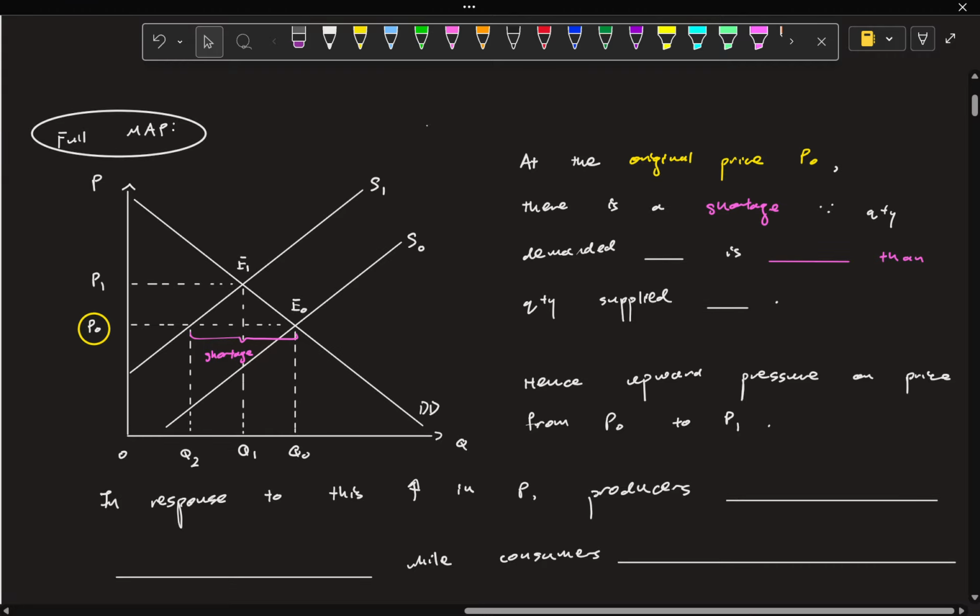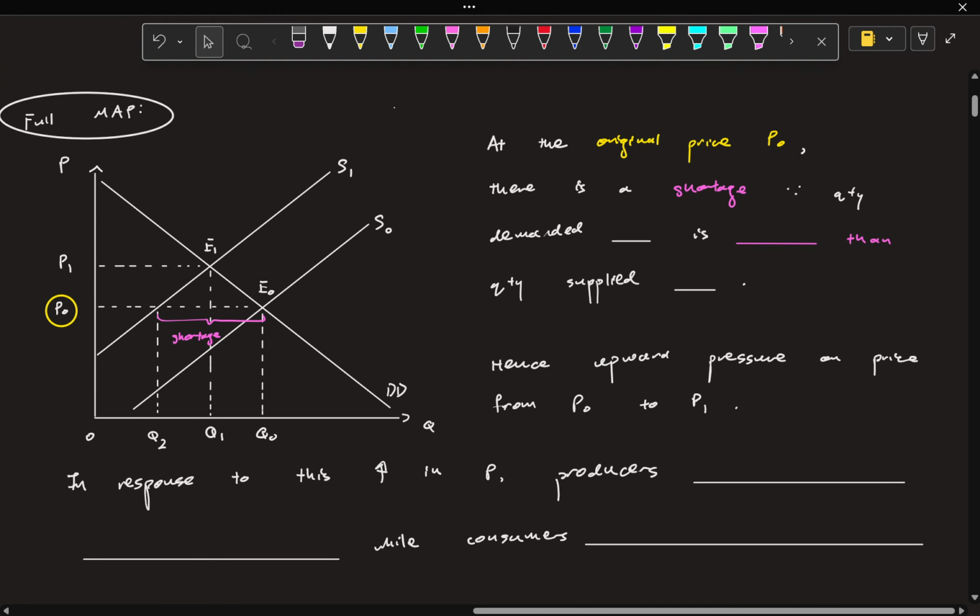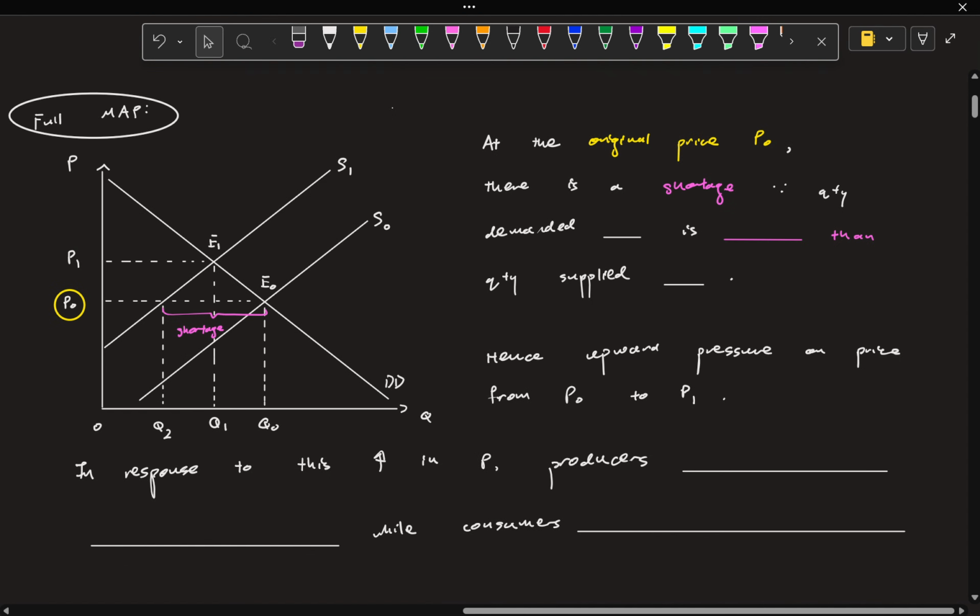So this is the diagram. If I want to go through the full market adjustment process, I need to talk about a couple of things. So at the original price P0, there is going to be a shortage. This shortage is the thing that is labeled in pink over here. Because for the quantity demanded, I'm looking at the original price P0. So I'm just looking at this particular price line over here.